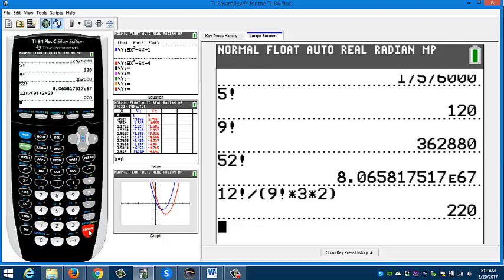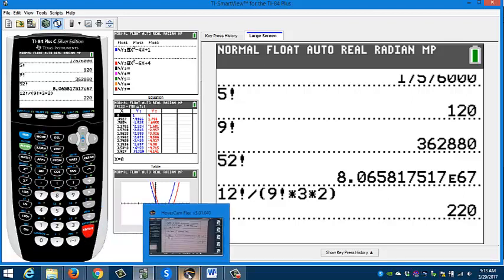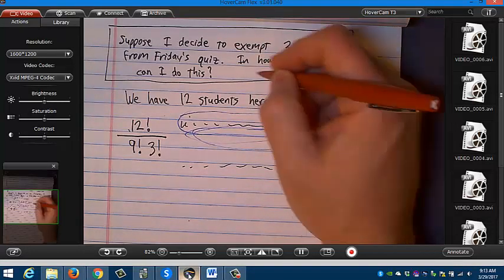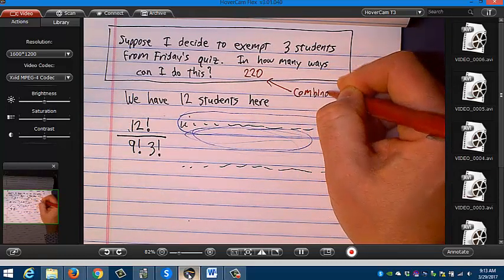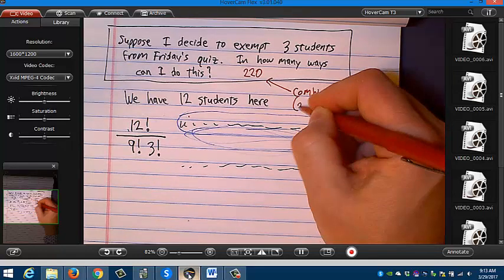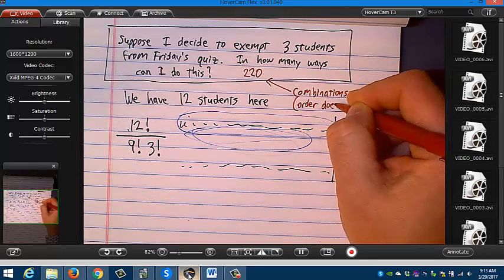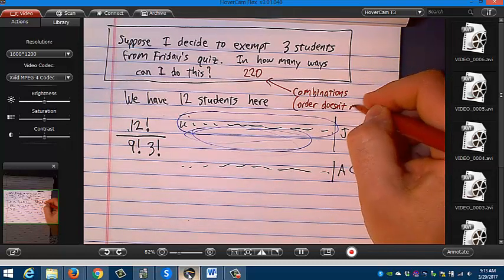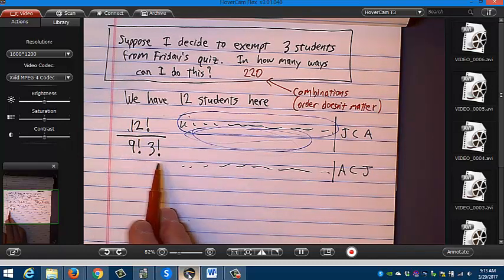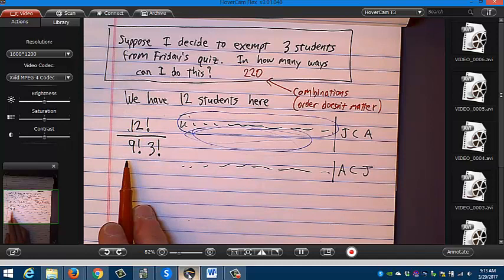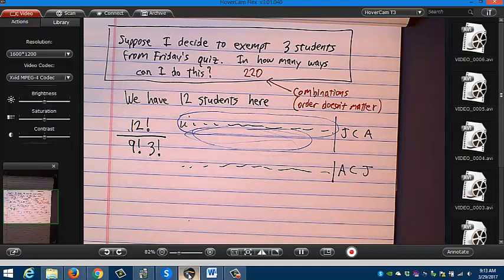So it turns out there's 220 combinations of students. These are called combinations. By the way, there's a faster way to compute it. So the answer is 220. Again, these are combinations. Combinations are when order doesn't matter. And that's why we had to divide so much. I mean, 12 factorial is a huge number, but we divided by lots of stuff here: 9 factorial and 3 factorial.